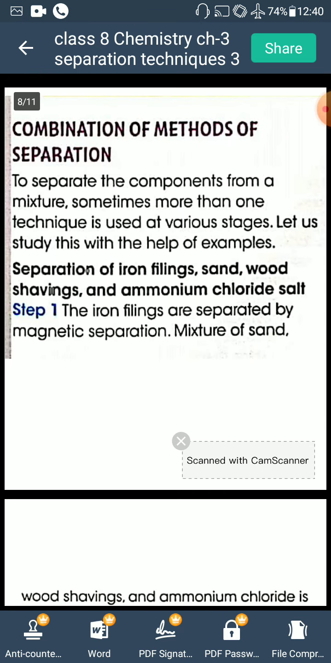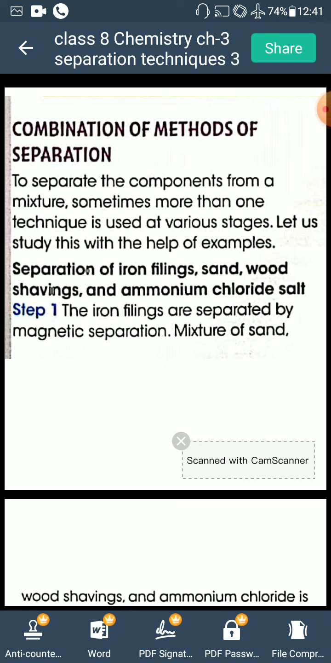Now, combination of methods of separation. Combination of methods means more than one method. To separate the components from a mixture, sometimes more than one technique is used at various stages. For example, separation of iron filings, sand, wood shavings, and ammonium chloride salt.